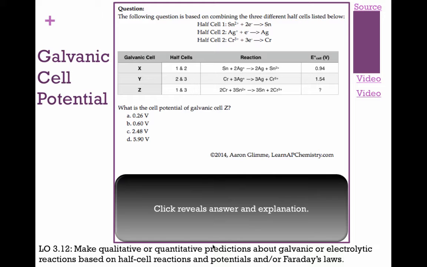So cell X is 1 plus 2. Cell Y is 2 plus 3. And Z is going to be 1 plus 3. You're trying to figure out this potential. So work through that with people next to you. See if you can find the cell potential of galvanic cell Z.